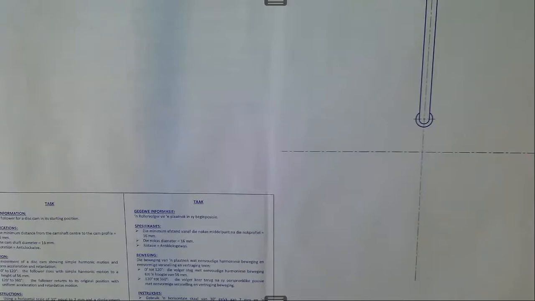Using a horizontal scale of 30 degrees equal to 7 millimeters and a displacement scale of 1:1. We know from our previous exercise that if 30 degrees is equal to 7, the total length of the displacement graph would be 84. Label the displacement graph and include the scale. Project and draw a cam profile from the displacement graph. That's what we want to show. Show the direction of rotation on the cam profile.